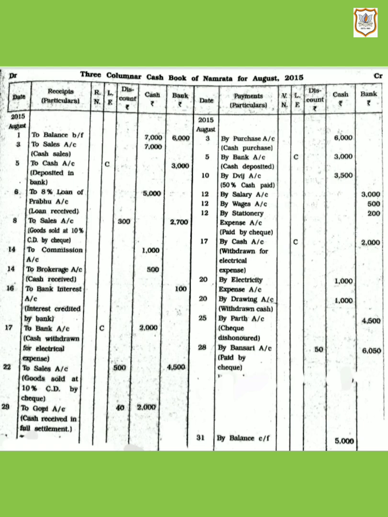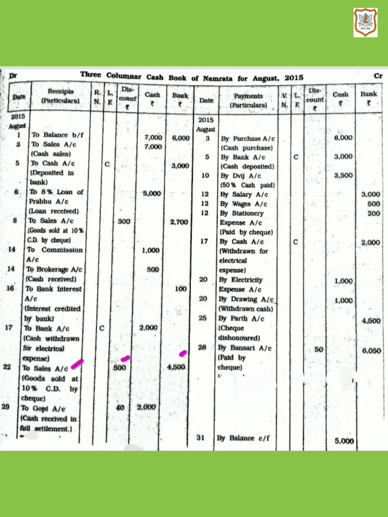So 5000 minus 10% cash discount, that is 500. That means 5000 minus 500, that gives you 4500. We will record it in bank column. And as it is cash discount and we have given discount, it is discount allowed for us, it will be recorded on debit side in discount column 500. And in particulars we will write to sales account.